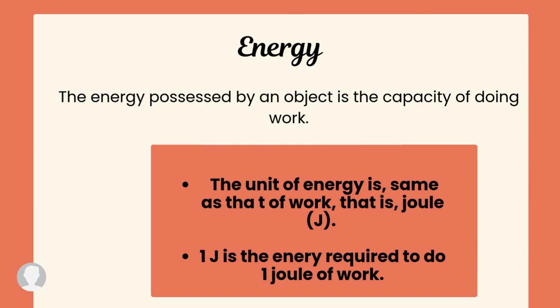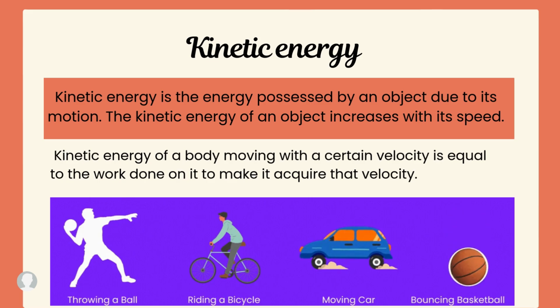This is energy. The energy possessed by an object is the capacity of doing work. The unit of energy is the same as that of work, that is joule. And 1 joule means the energy required to do 1 joule of work. There are different kinds of energies: kinetic energy, potential energy. These all are called mechanical energies.